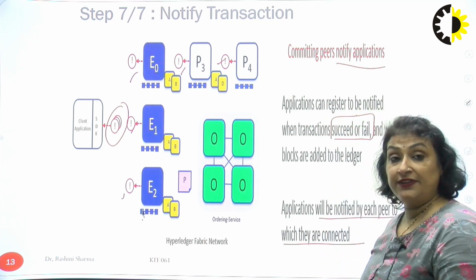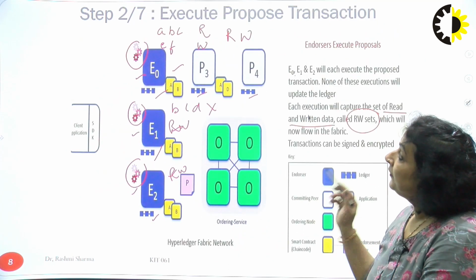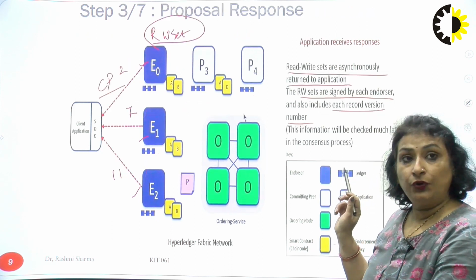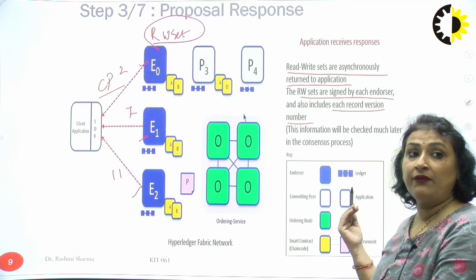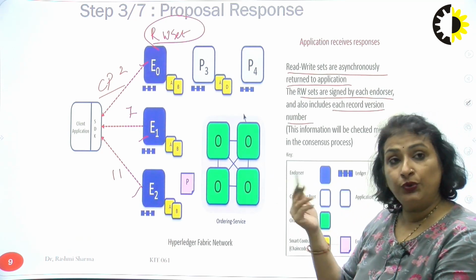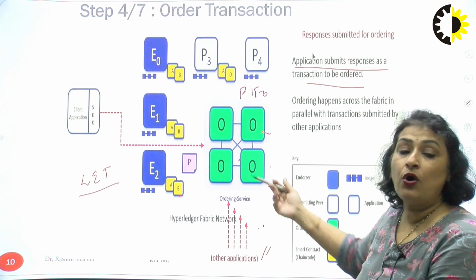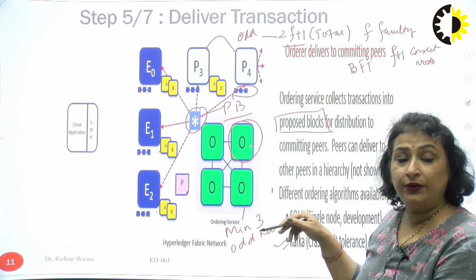So these are the seven steps. What was the first step? First step is propose the transaction. Then after proposing, we execute the transaction. Then we have to propose the responses that would be coming back from the client services. Now after giving the responses from the endorser to the client, the client would give this particular transaction for ordering. When ordering is done, we have to deliver that particular transaction.